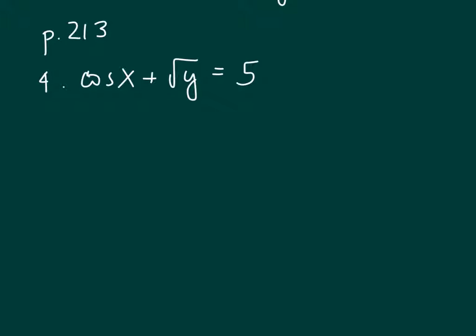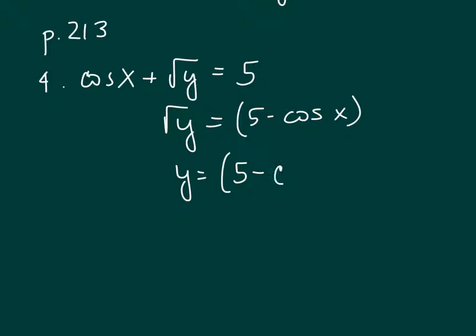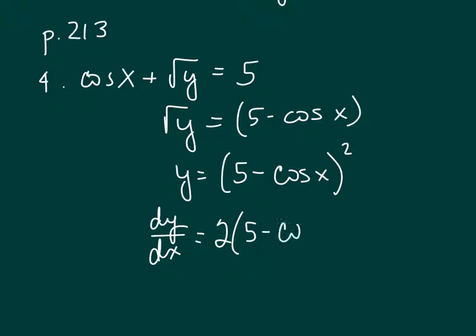The old way of doing it would have been to isolate y, which would have given us square root of y is 5 minus cosine of x. I'm going to square both sides, so y then would be (5 minus cosine x) squared, and then I'd take the derivative. So dy/dx is chain rule, take the derivative of the outside to the first, and then the derivative of cosine is negative sine, so the derivative of negative cosine is positive sine, so times sine of x. So that's dy/dx.